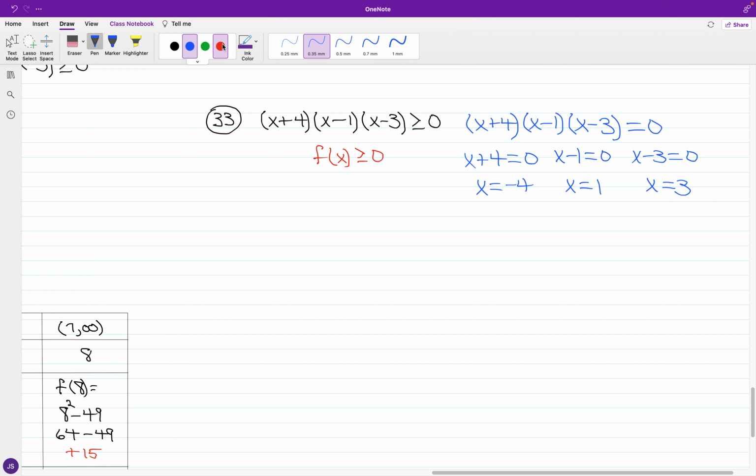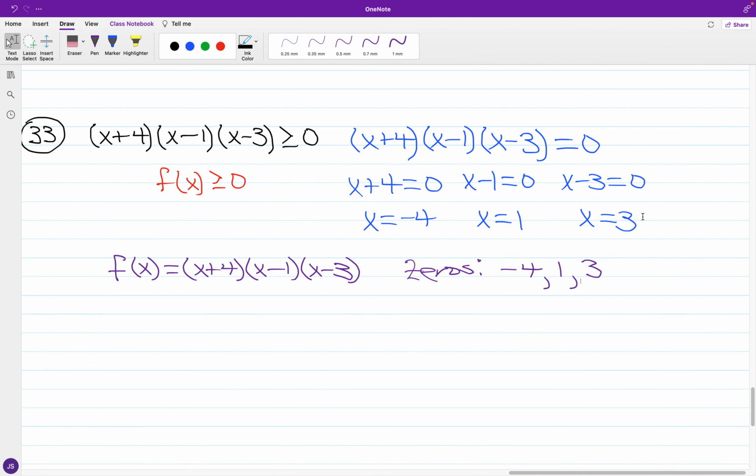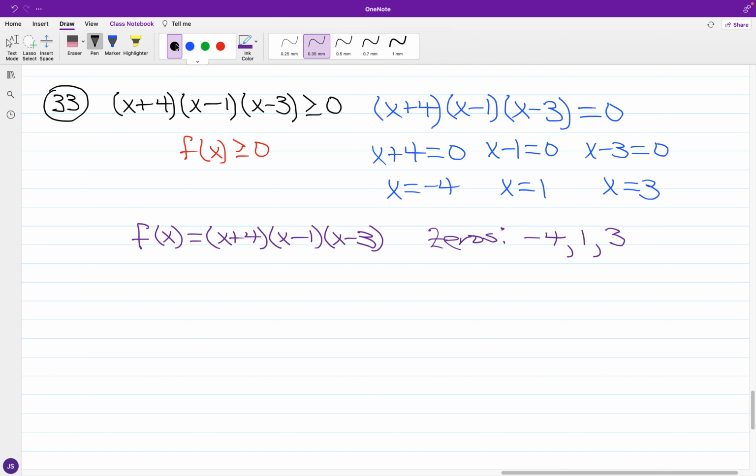So in the setup, we now have f of x is equal to x plus 4 times the quantity x minus 1 times the quantity x minus 3. And for the zeros, it turns out that these are already arranged in increasing order. So you have negative 4, followed by 1, and also 3. And just setting up what we have with the table of intervals.